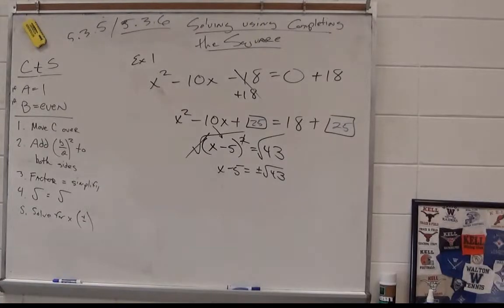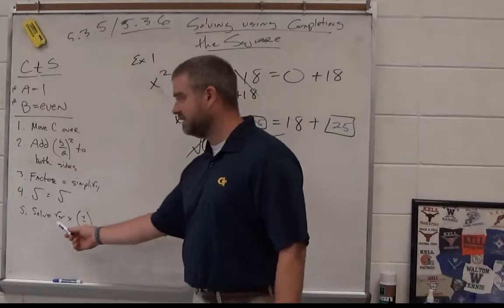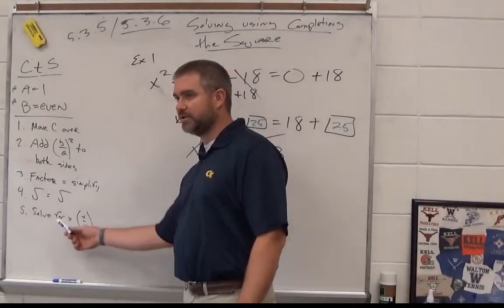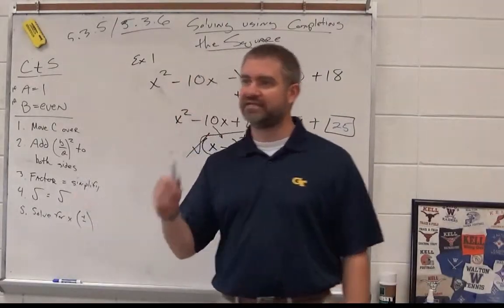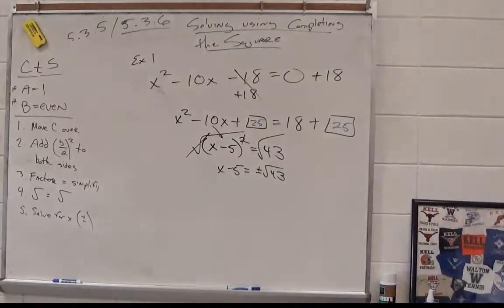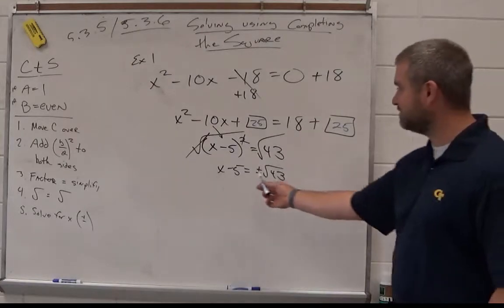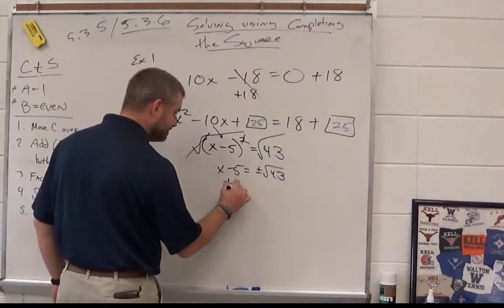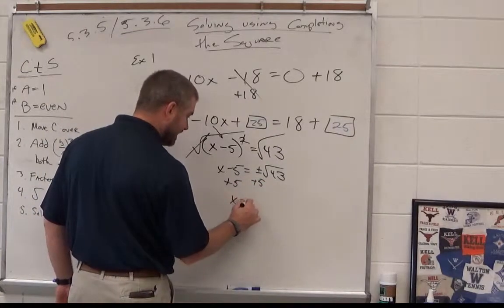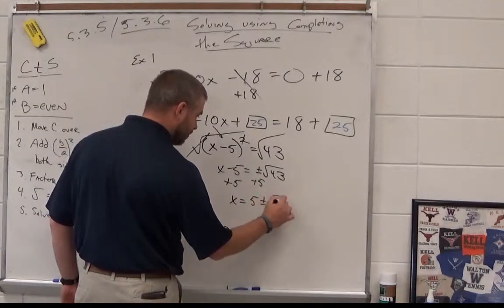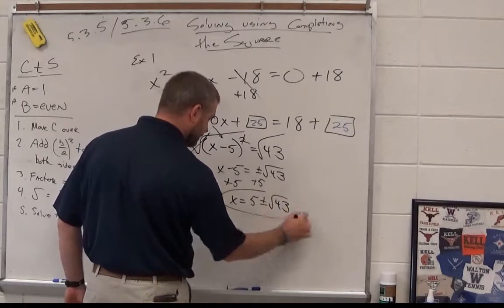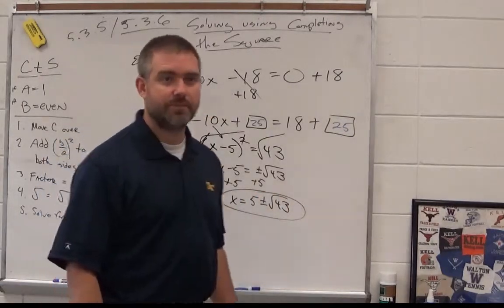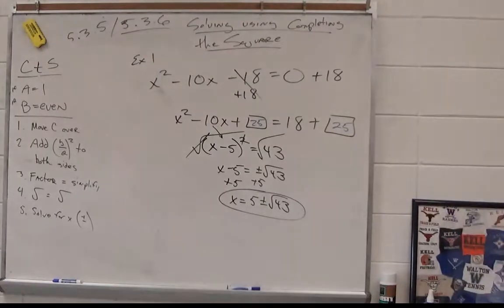I'm almost done. I already did my plus or minus, so I did good there, but I have one more thing to solve for x. What do I need to do? How do I get x by itself? If it's x minus 5, what do I need to do to both sides? Add 5 to both sides. X equals 5 plus or minus root 43. And I'm done.